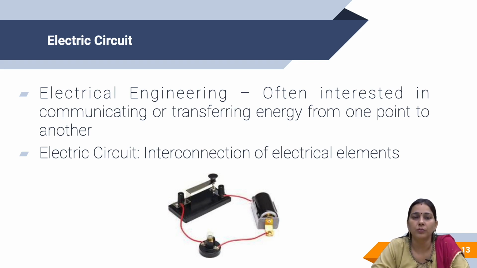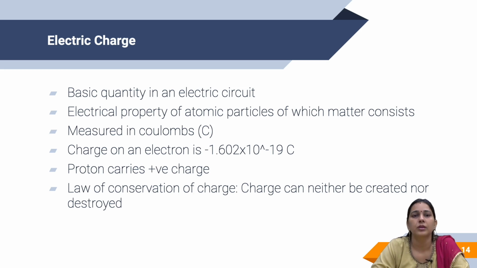First we will talk about the electrical charge. What is electrical charge? It is the basic quantity of an electrical circuit. Previously we discussed the various charged particles. The charged particles were protons, neutrons, and electrons, where the proton was positively charged, the neutron was an uncharged particle, and the electron was a negatively charged particle.